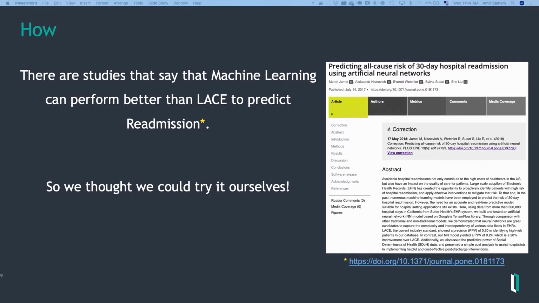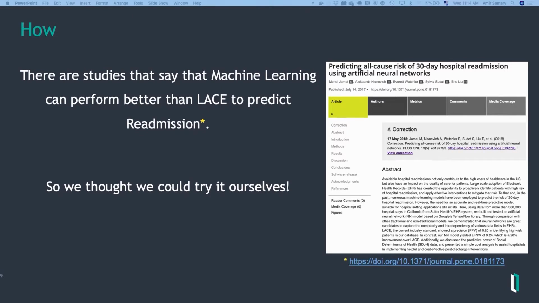And there are papers about this out there, and we read some of them. This is just one example here. And the papers say it is possible, depending on the data you have, the quality of the data you have, the number of features. There are machine learning models that predict much better than LACE. So we wanted to try this ourselves. We took this data from TechSpring that is being collected by many different sources, and we created a model.